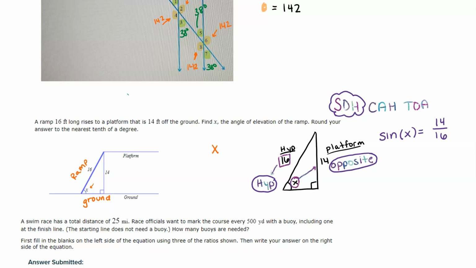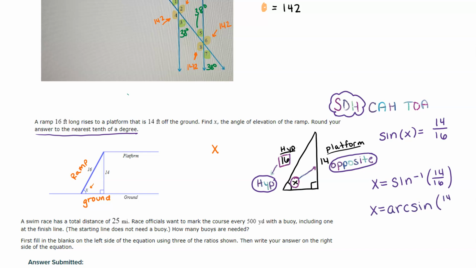If you look, it says to round your answer to the nearest tenth of a degree. So x is going to equal the sine inverse of 14 over 16. In some places they write sine with a little -1 up top for sine inverse, or in some places they write arcsine.